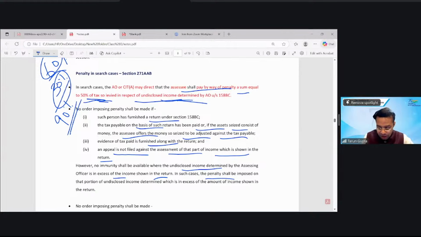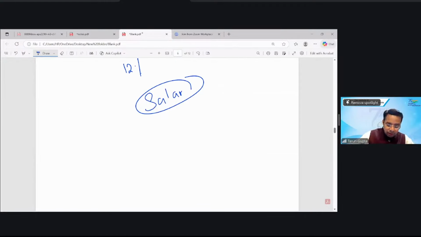In such case, the penalty shall be imposed on that portion of undisclosed income determined which is in excess of the amount shown in the return. So what it's saying is the same thing which we just discussed. Assessee shows the undisclosed income of say 20 crore in the return of income for the entire block period.